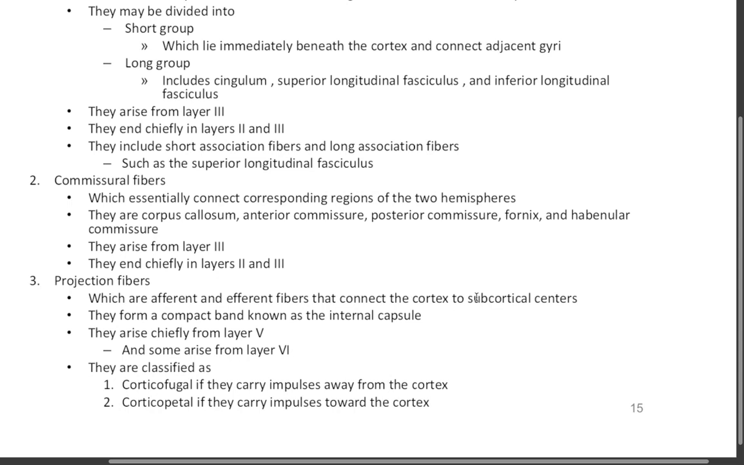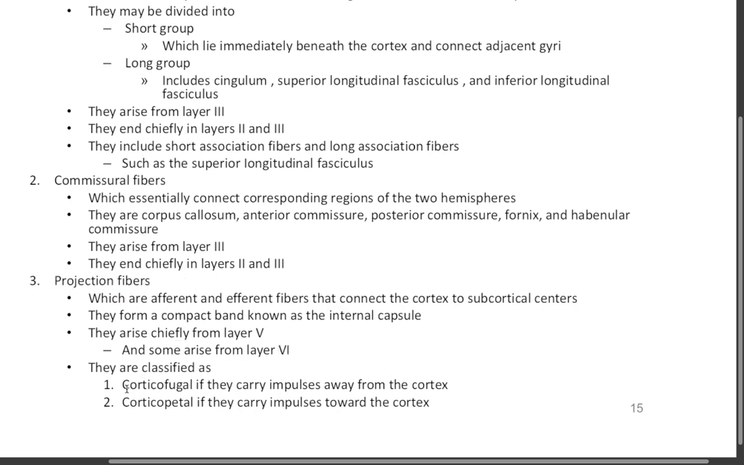This is very important. Subcortical is the area under the cortex, and therefore they connect the cortex to the subcortical centers. Right? We saw how the efferent goes down to the spinal cord, and from the thalamus the afferent goes to layer 4. They form a compact band known as the internal capsule that we will talk about in a moment. The internal capsule, okay. They arise chiefly from layer 5 as we said, and some arise from layer 6. Who are these? They are the projection fibers.